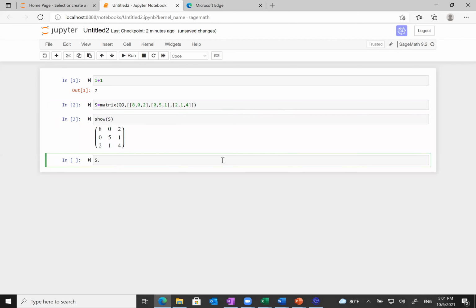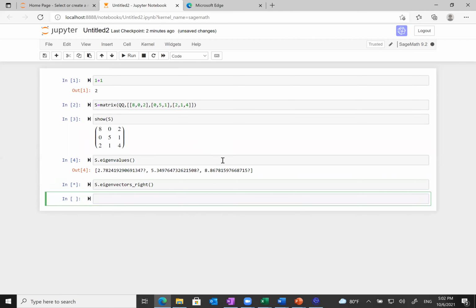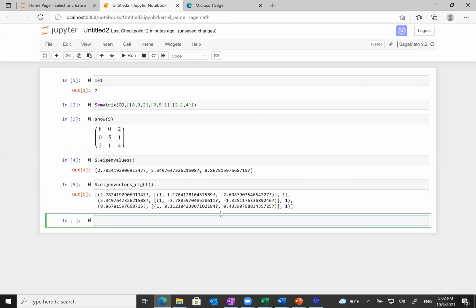S dot eigenvalues. So that's the 3 eigenvalues. I can do S dot eigenvectors. Right. All right, so these are the eigenvectors.